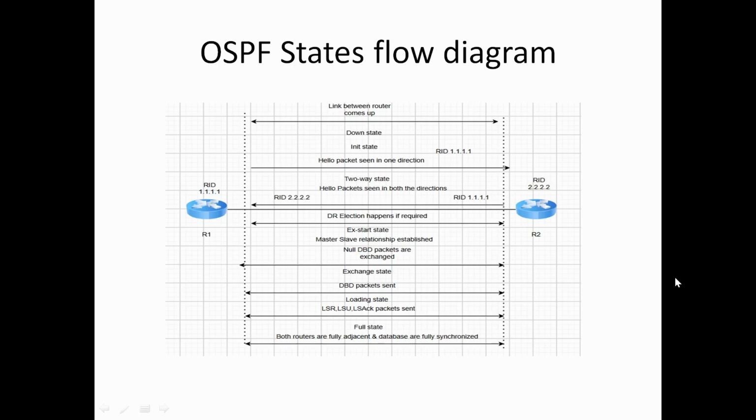And in the two-way state, hello packets are seen in both directions. Router R1's router ID 1.1.1.1 will be seen in R2, and router ID 2.2.2.2 is seen in R1. And in this state, DR election happens. And the next comes the exstart state.